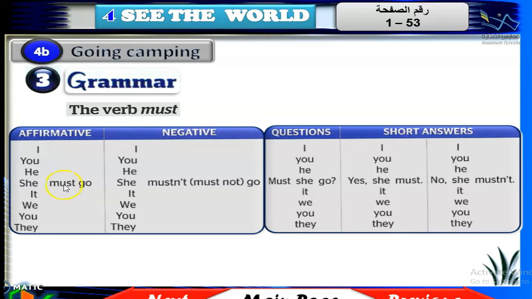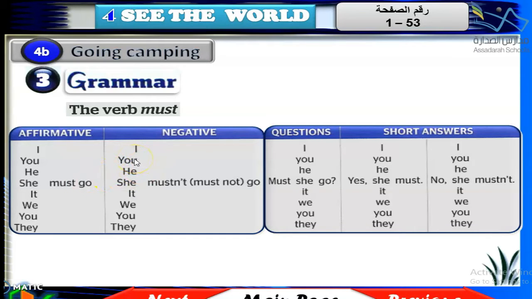As you can see here, must doesn't change. We don't add anything to the verb must. The verb that comes after must should be in the base form too, that is, without to, without ing, s, ed, etc.